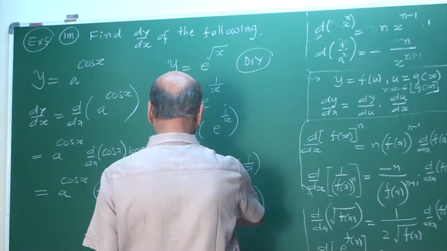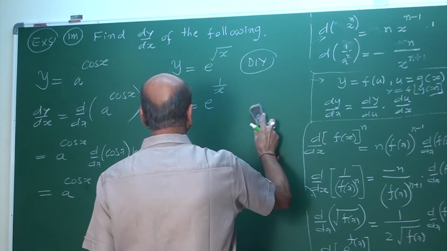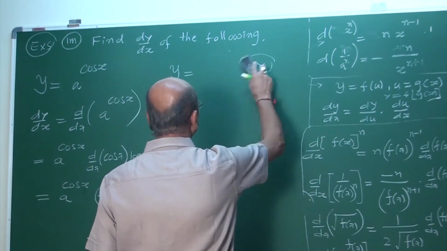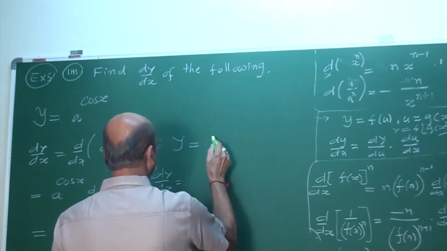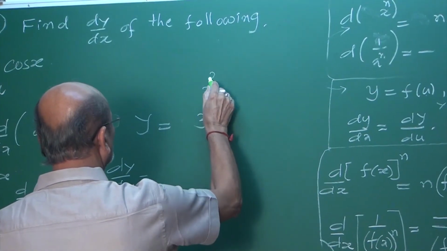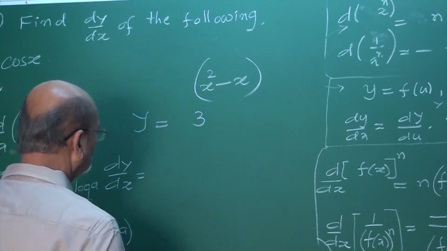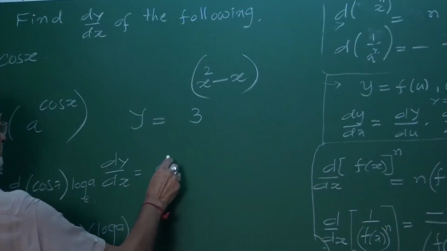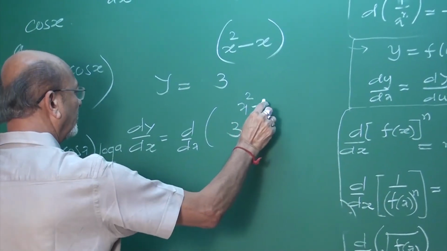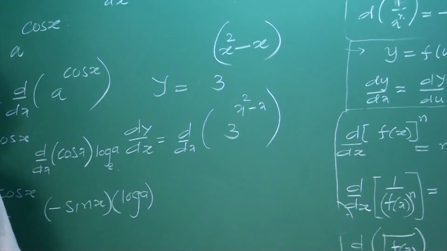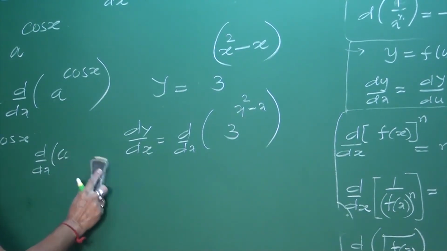Next is y equal to 3 to the power x square minus x. 3 to the power x square minus x. Derivative of this, my friend. 3 to the power x square minus x. Tell. x square minus x.